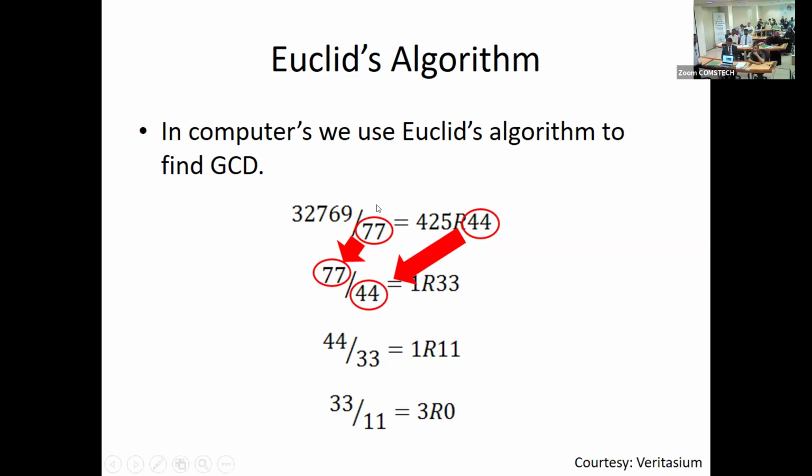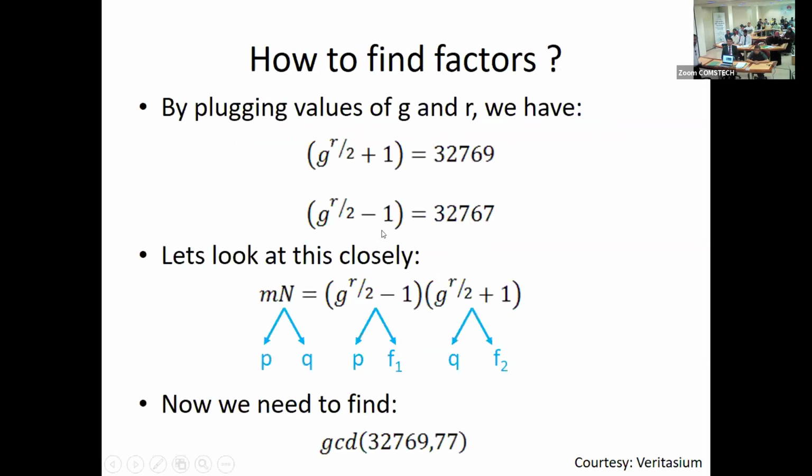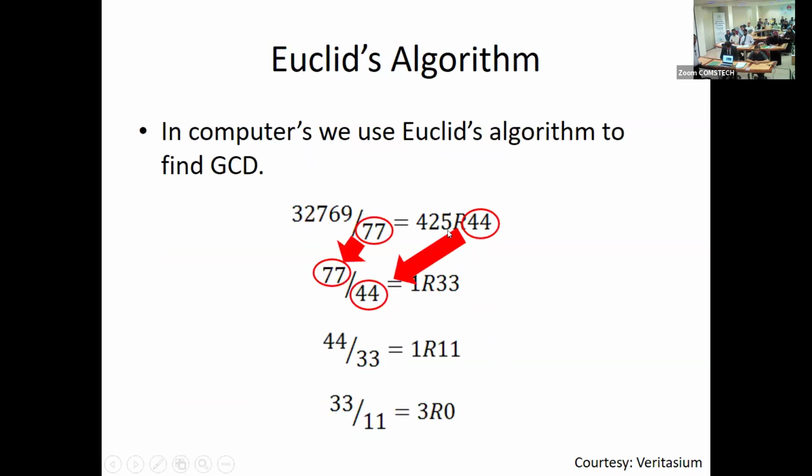This is the number I want to factorize, and this is n. So this divided by n, I get 425 remainder 44. Okay, in the next iteration, I take this denominator term in the numerator and the remainder in the denominator. And then I get again something. And I keep on doing it until I get a remainder of 0. And when I get the remainder of 0, whatever is in the denominator, that is my factor.